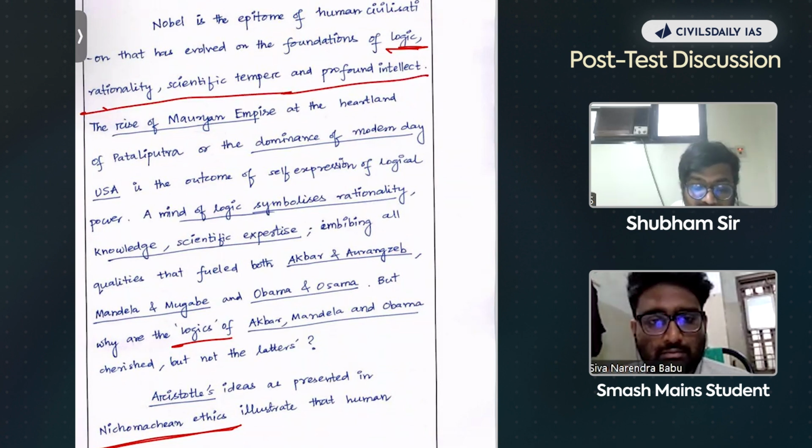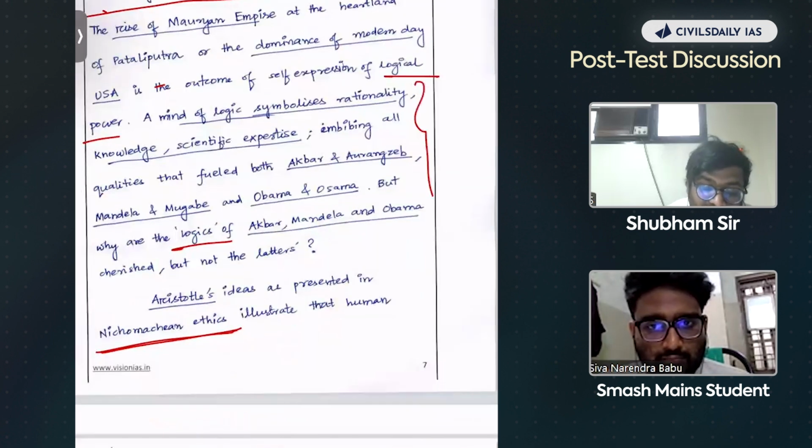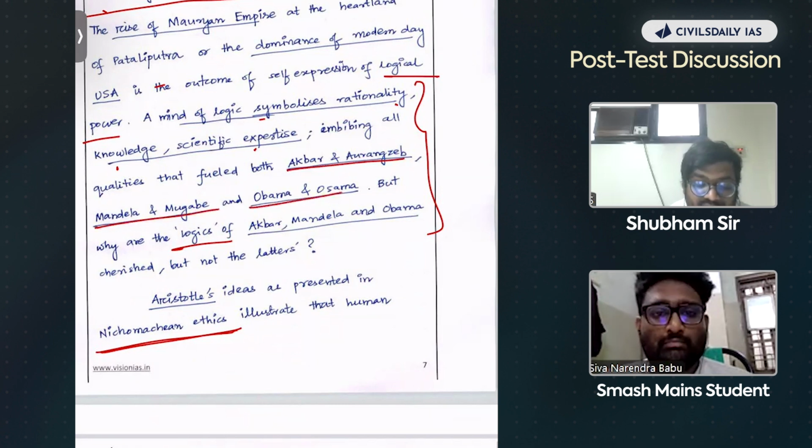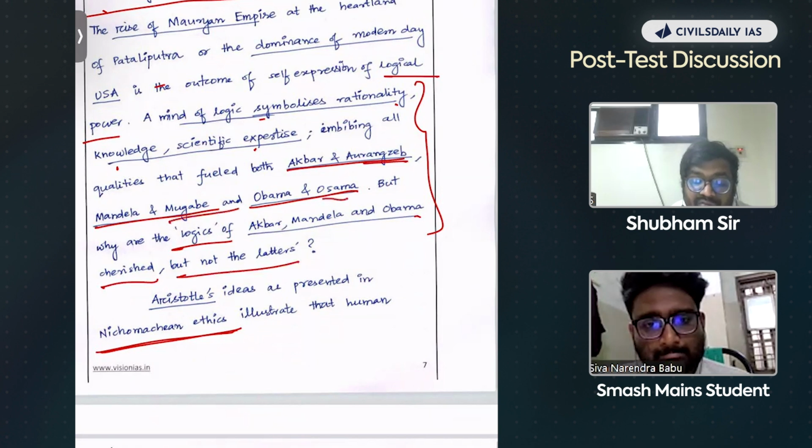The rise of the Mauryan Empire, the Pataliputra, the dominance of the modern-day West, is the outcome of the self-expression of logical power. Then this is the meaning: the mind of logic symbolizes rationality, knowledge, scientific expertise, embodying all qualities that fueled both Akbar and Aurangzeb, Mandela, Mugabe, Obama, and Osama. But why are the logics of Akbar, Mandela, and Obama cherished, but not of Aurangzeb, Mugabe, and Osama? This is how he explained the meaning.